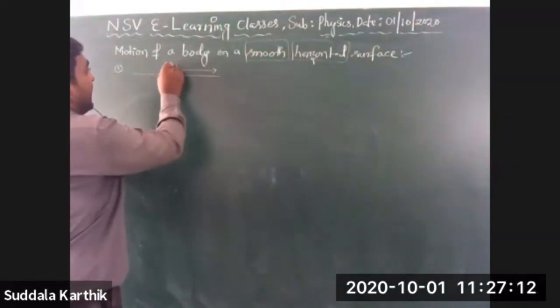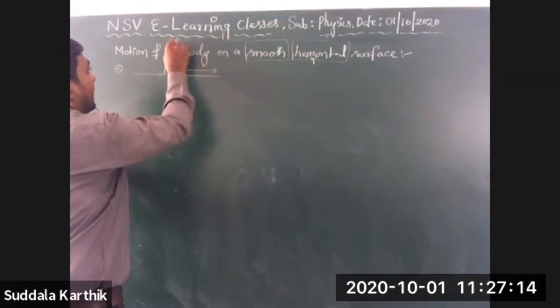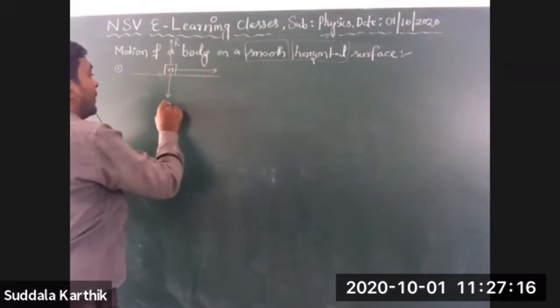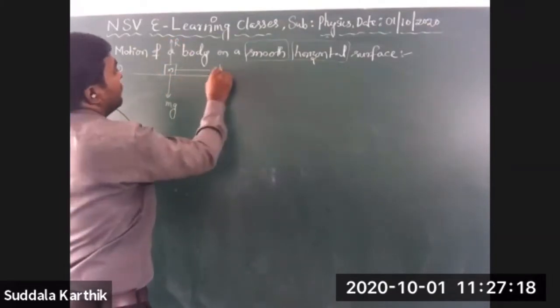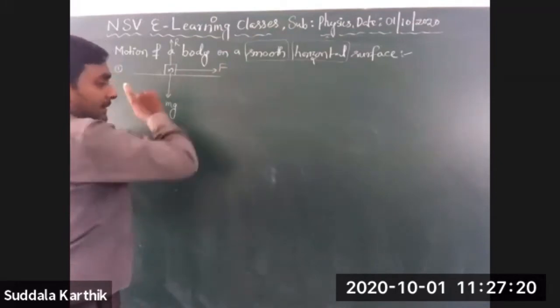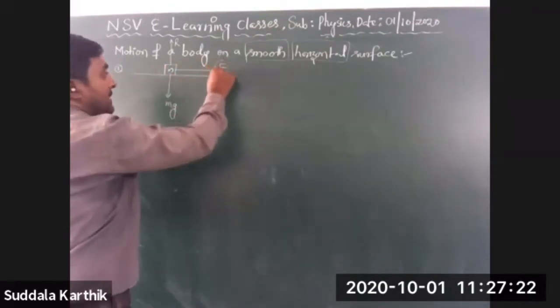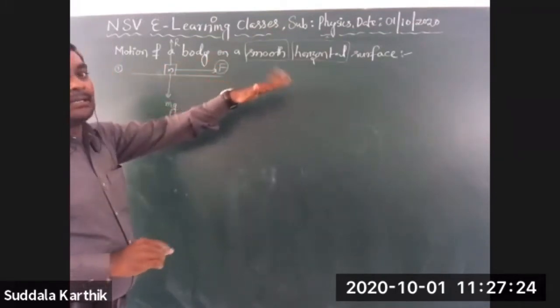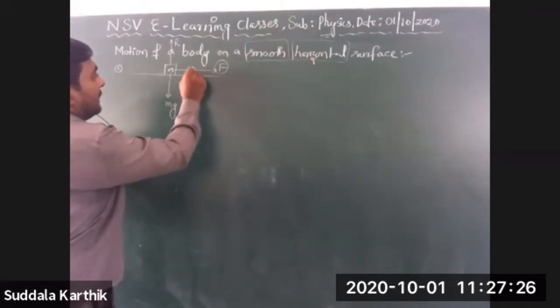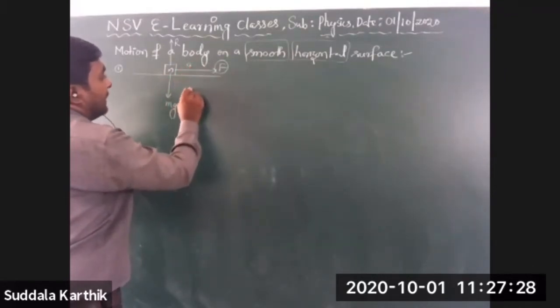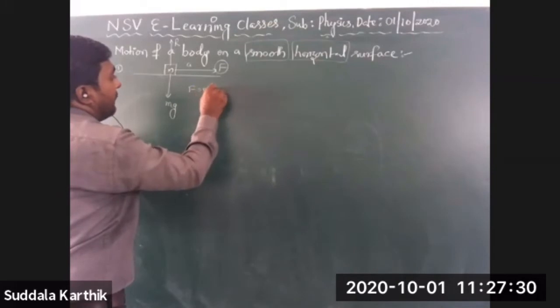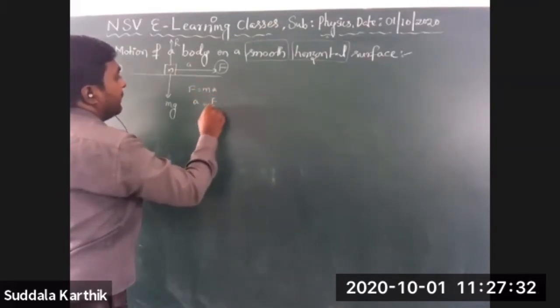Now, there will definitely be a normal reaction R, and the weight of the body mg, and it is moving in this direction due to F. By applying that horizontal force, it moves in this direction. It is getting some acceleration A. So F equals ma, and A equals F by m.